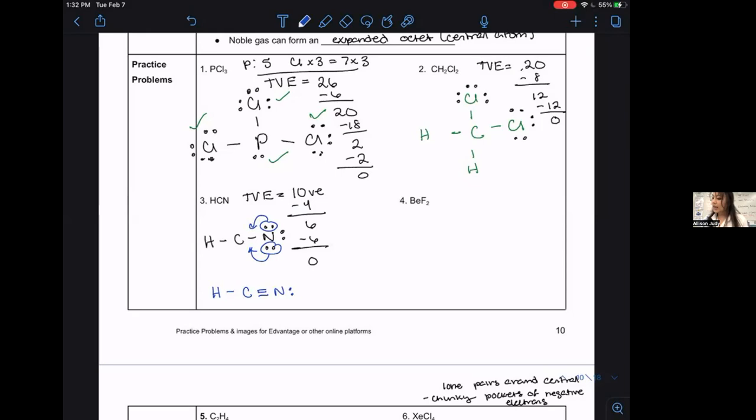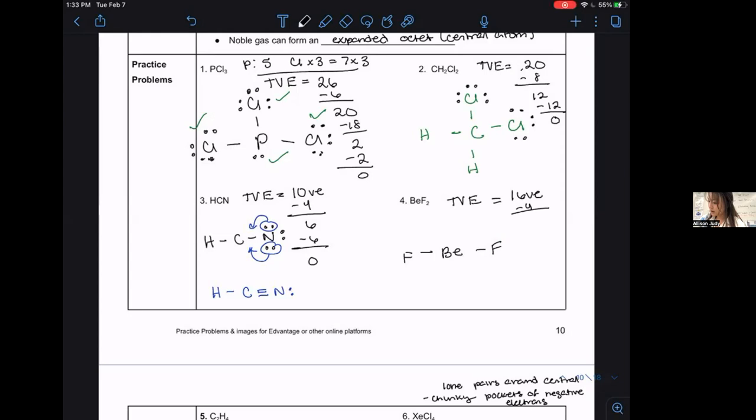Beryllium difluoride. This is going to have 2 + 7 + 7, which is 16. Okay, so 16 valence electrons. You're going to put beryllium in the middle and the 2 Fs on the side. That uses up 4, so now you have 12 left.